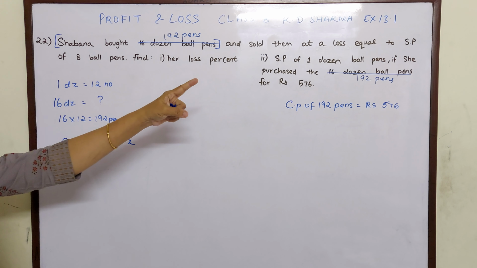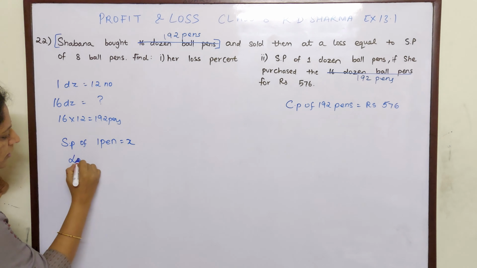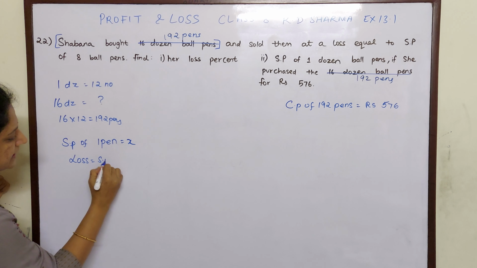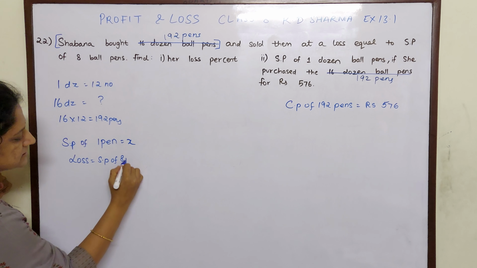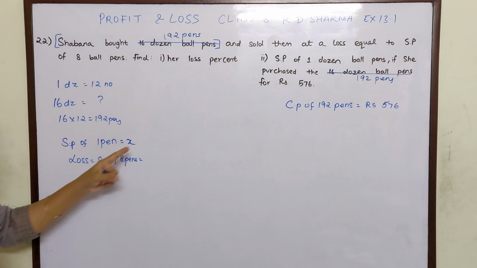But the loss is equal to SP of 8 pens. So what is loss? Loss is equal to selling price of 8 pens. So if selling price of 1 pen is X, that means 8 pens is 8X. So loss is selling price of 8 pens, which is 8X. So here we have got loss also. Loss is equal to 8X.